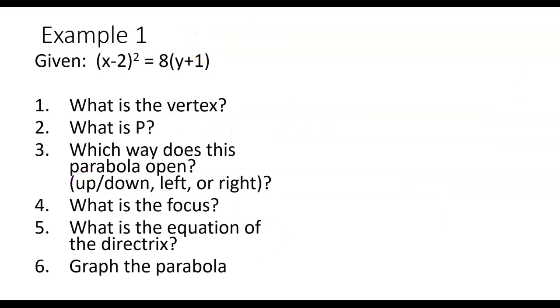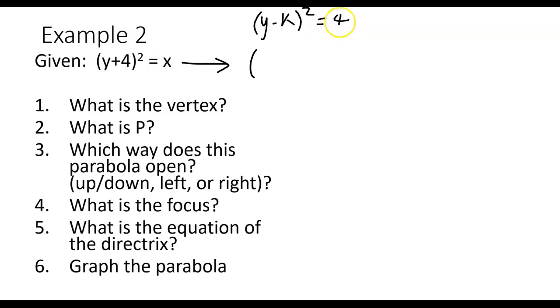Let's go ahead and take a look at a second example here. Now this one's missing some numbers, so I'm going to start by rewriting this a little bit. The left side looks fine. The formula they're going for here is (y minus k) squared equals 4p times (x minus h). Okay, so we're missing some stuff here. I've got a y plus 4, but I don't have the p or the parentheses or the h.